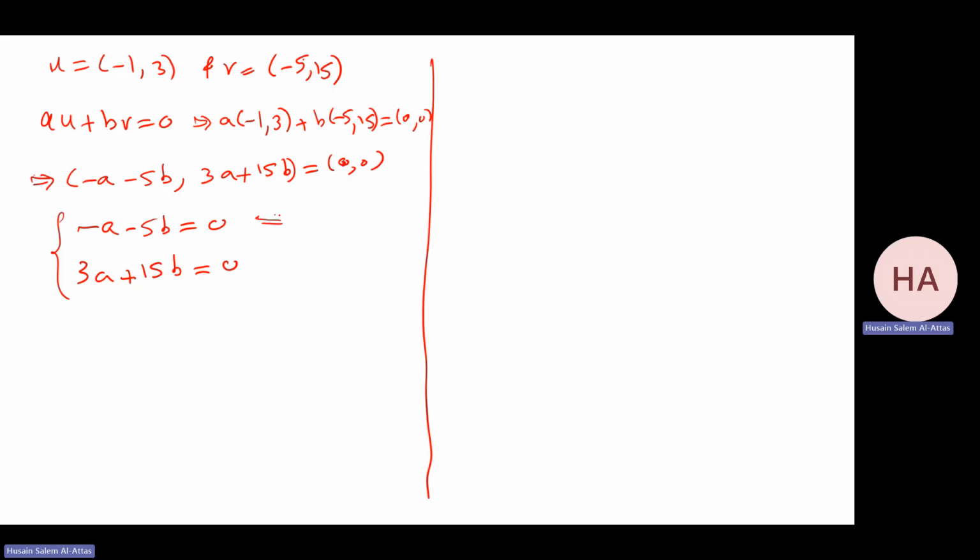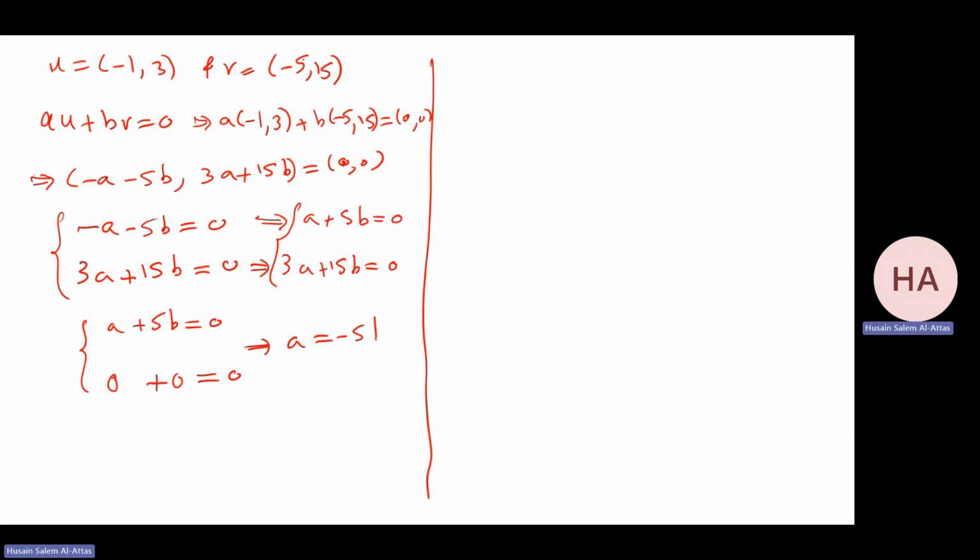So I can rewrite this one as A plus 5B equals 0. And this is 3A plus 15B equals 0. So I have this system. Multiply the first equation by -3 and add, I have 0 equals 0. So I have actually only one equation, that A is equal to -5B. So actually I have infinitely many solutions for this system.